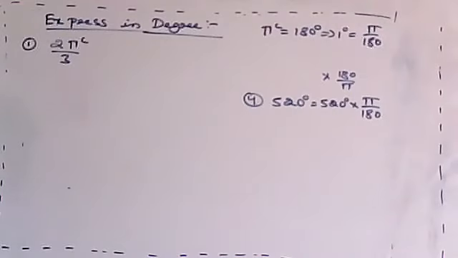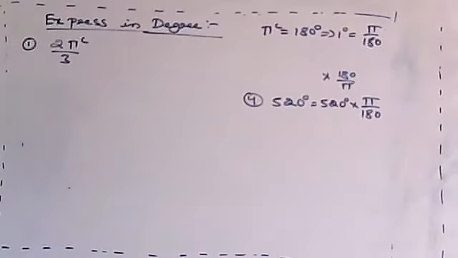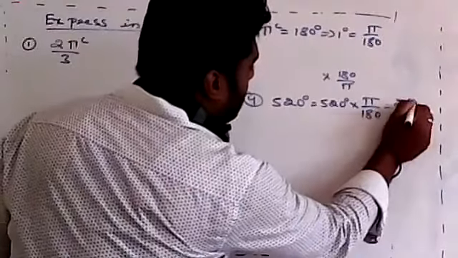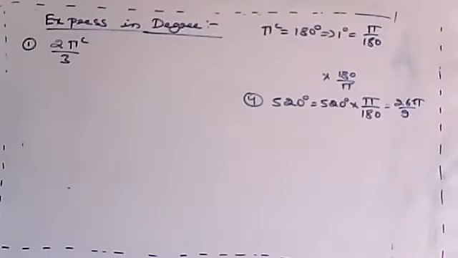What is the correct answer? Is it correct? 26 pi by 9. Yes, good. 26 pi by 9. Okay.